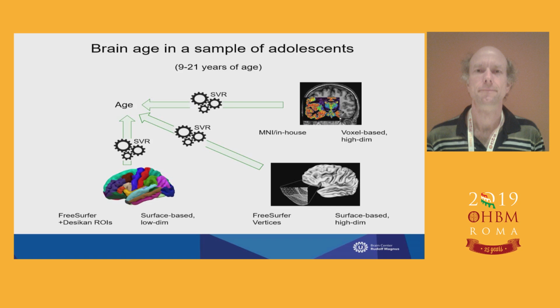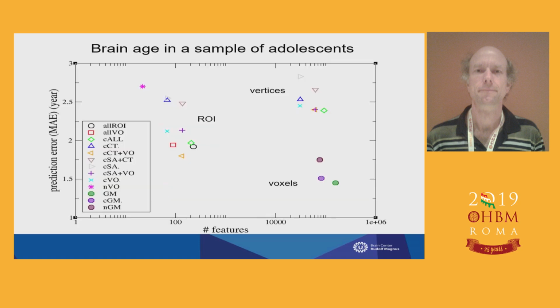Instead, we used FreeSurfer to obtain a high dimensional surface-based reconstruction of the cortex, shown here, and we fed that into our brain age model. And finally, we applied the Desikan-Killiany atlas to arrive at a low-dimensional surface-based feature data set and try to predict age from that. So here are the results of that study.